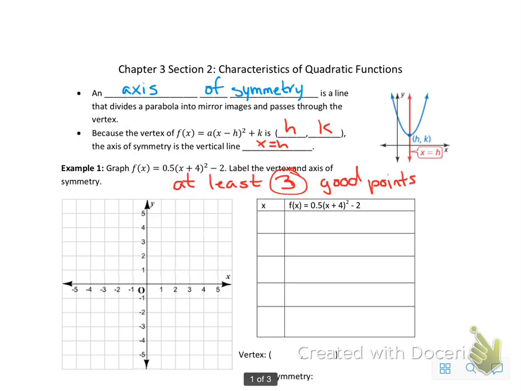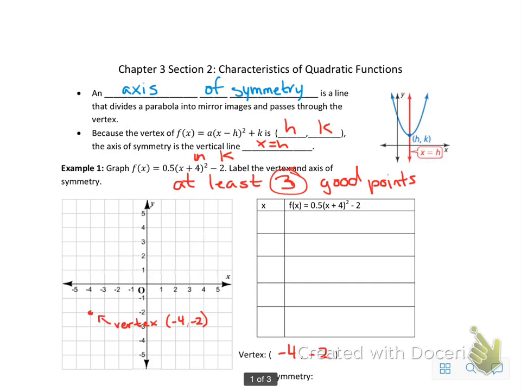So to find good points, we know that the vertex is (h, k). So the vertex for this is going to be the h and the k, but the h is the opposite sign, so instead of +4, it's -4. And the k stays the same, so that's a -2. So let's go ahead and plot that. On our picture, plot (-4, -2). Well, that's a point right there. That is our vertex. And it says to plot it and label it.